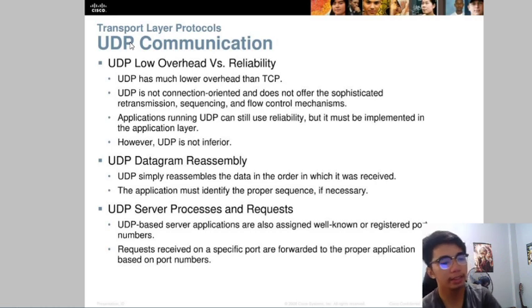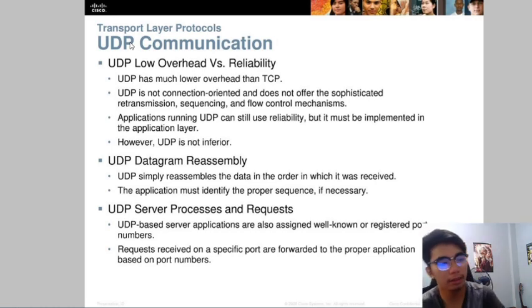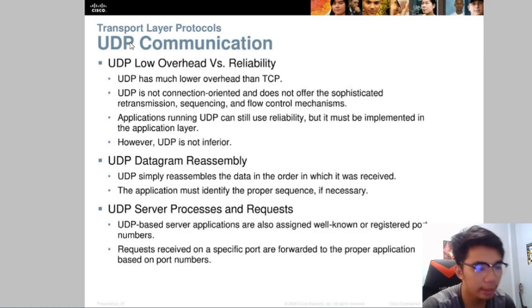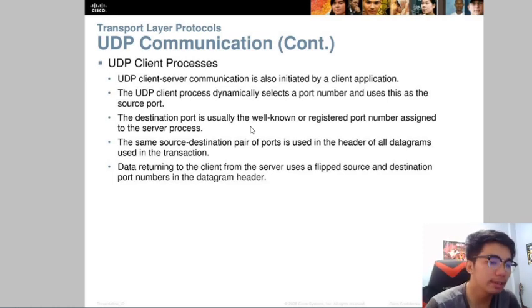UDP-based server applications are also assigned well-known or registered port numbers. Then requests received on a specific port are forwarded to the proper application based on port numbers. Then the UDP client process: UDP client-server communication is also initiated by a client application. As you can see in here, the destination port is usually a well-known or registered port assigned from the server. Then the same source and destination pairs are used for datagrams in the transaction.